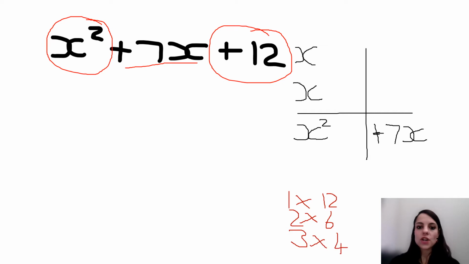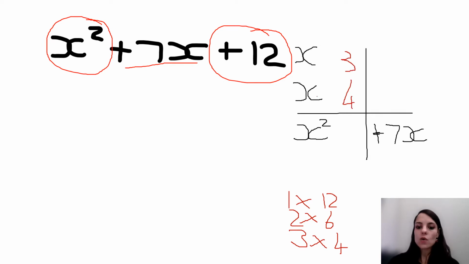The quickest way to know which one you will choose is to look at the 7. You will look, does 1 and 12, can that make 7? No. Can a 2 and a 6 make a 7? No. So only the 3 and the 4 is really something that could make a 7. So let's put the 3 and the 4.